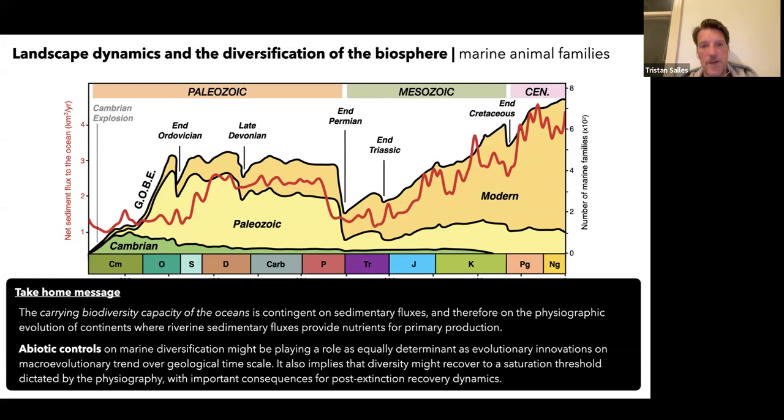And that's actually the fact that you've got this change in sediment flux to the ocean that will basically force the diversification of marine life. So also we are aware that the fact that there is this correlation doesn't mean that it's actually a causality. And we would like to think that this is a causality, but at the moment we can't really tell that.